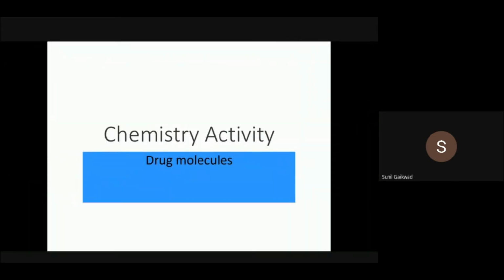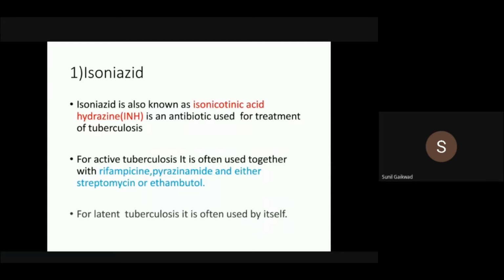So good afternoon, everyone, and respected sir. Today I'm presenting a chemistry activity, that is drug molecules. I have selected two drugs, that is isoniazid and tetracycline. So isoniazid is also known as isonicotinic acid hydrazide, INH. It is an antibiotic used for treatment of tuberculosis. It is often used together with rifampicin and some of the other drugs. For latent tuberculosis, it is often used by itself.